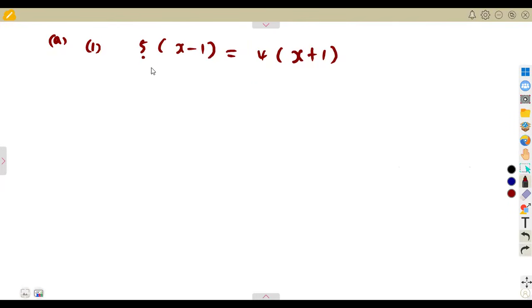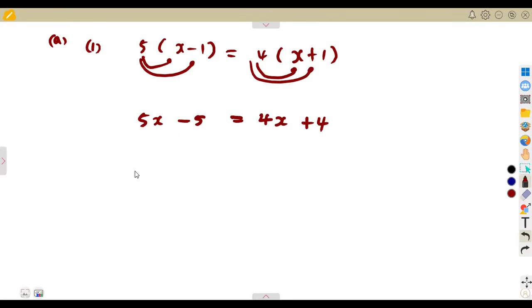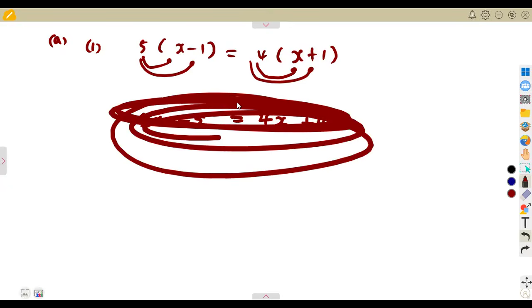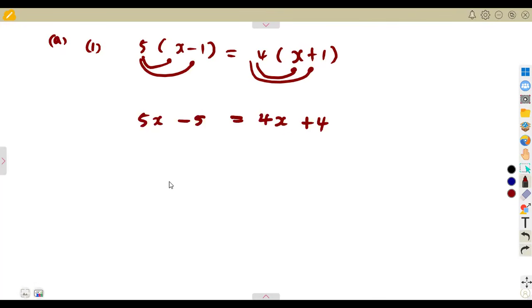So that means 5 is going to multiply everything. 5 times x, that is 5x. 5 times negative 1, which is negative 5. So this is equal to 4 multiplies everything. 4 times x, that's positive 4x. 4 times 1, which is a positive 4. So as we can see, we are now back to the stage that we had in our previous class. This is what we are used to.